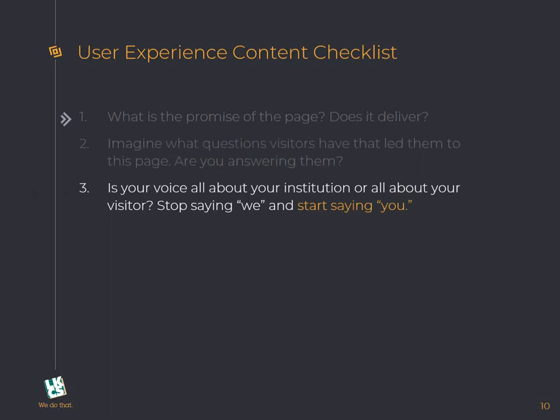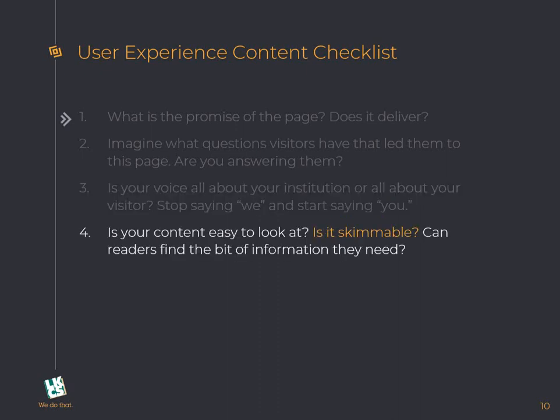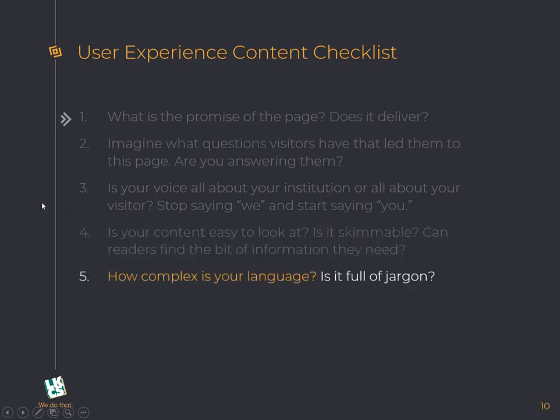Is your voice all about your institution or all about your visitor? Because again, we want to talk about benefits in addition to features. So stop saying we and start saying you in your content. Is your content easy to look at? Is it skimmable? I've said this word several times, but can your readers find the bit of information that they need? Making copy skimmable isn't necessarily making it shorter. It's breaking it down into smaller chunks. So you can still have longer pages, but you're breaking it down with the use of subheadings and sections and bullets and different things like that to make sure that it's skimmable. How complex is your language? Is it full of jargon? Banking is full of acronyms and jargon. And if it's difficult for people to understand, then you need to edit it.